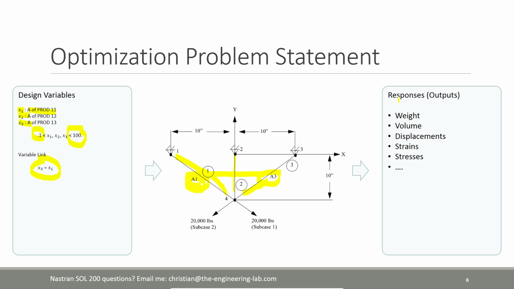Now, let's talk about our objective and our constraints. For the objective, what is our ultimate goal? What value are we trying to minimize or maximize?